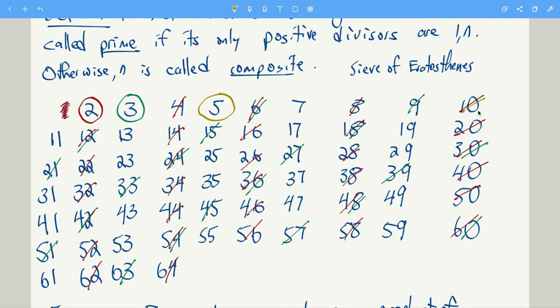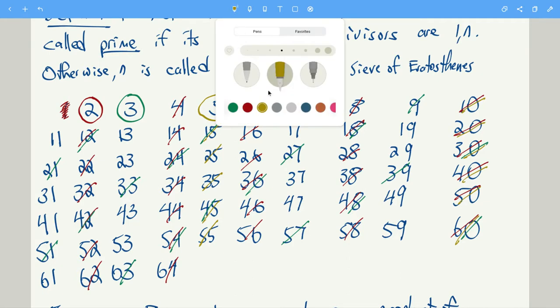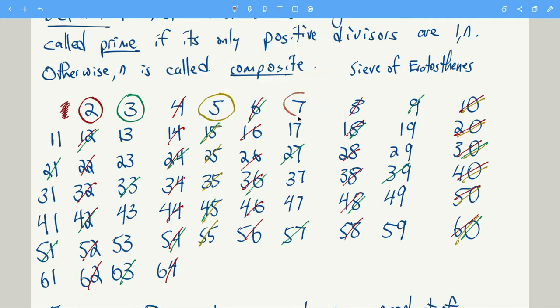Now we cross out all the multiples of 5, because 10 is not prime, it's 5 times 2. So we're going to cross out all the multiples of 5 here. You see we've crossed out some new stuff and some old stuff. Now again, the next thing that's not crossed out is 7. 7 must be prime. Okay, I guess I'll use this color. Anything that's a multiple of 7 is not prime.